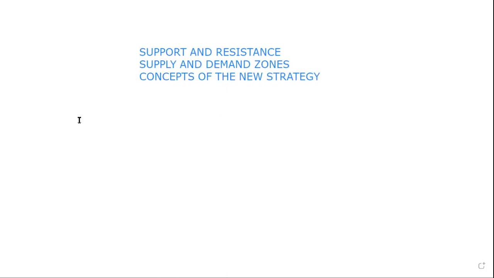So support and resistance, let's start from there. So the support refers to prices on a chart that tend to act as a floor by preventing the price of an asset from being pushed downward.